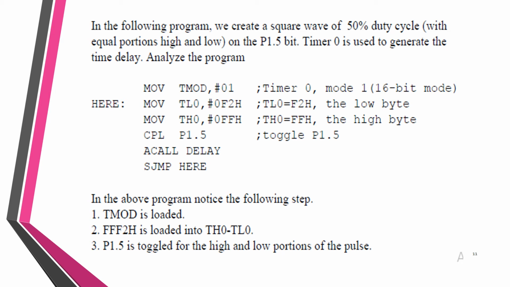Timer 0 is used to generate the time delay. It is a simple operation. First of all, we have to load the TMOD register. The instruction is MOV TMOD, #01, so mode 1. You can once again recall the TMOD settings.